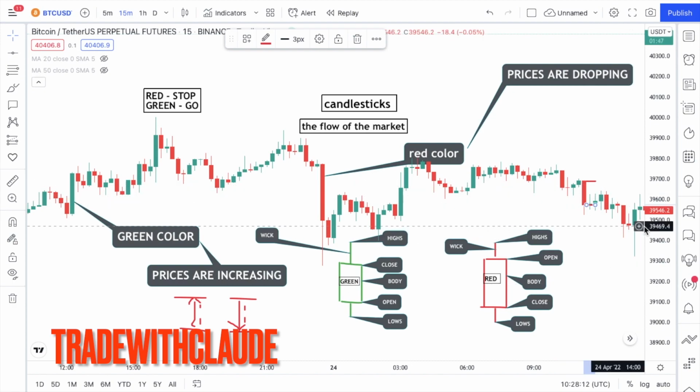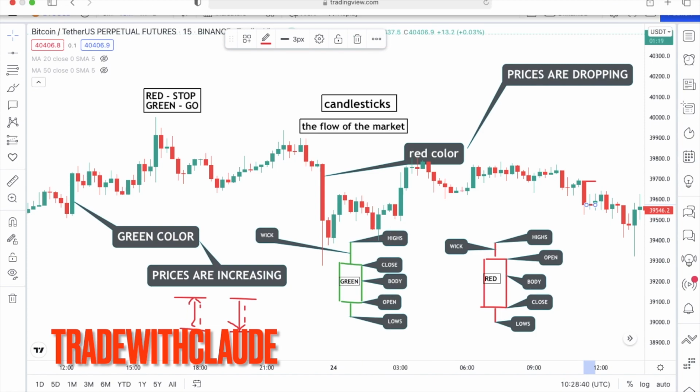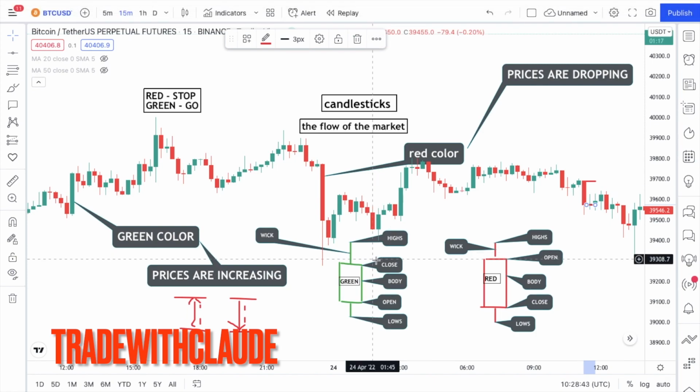Now looking at this, remember the green opened from under and closed above. Let's say this green opened at this price, 39476, and closed at 39552. What happened? The price increased. So whenever you see a green candle in a chart, it's telling you the price has increased. Whenever you see a red candle in a chart, it's telling you the price has done what? Decreased.